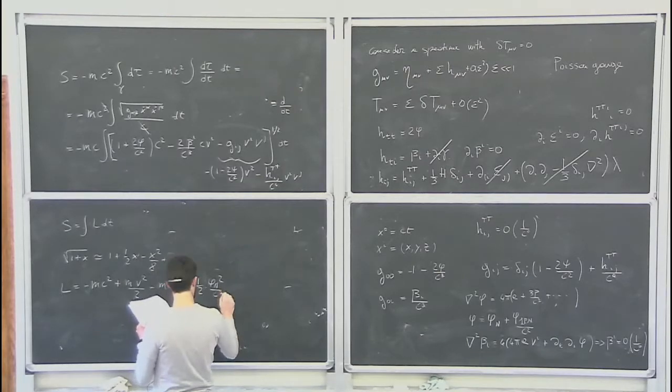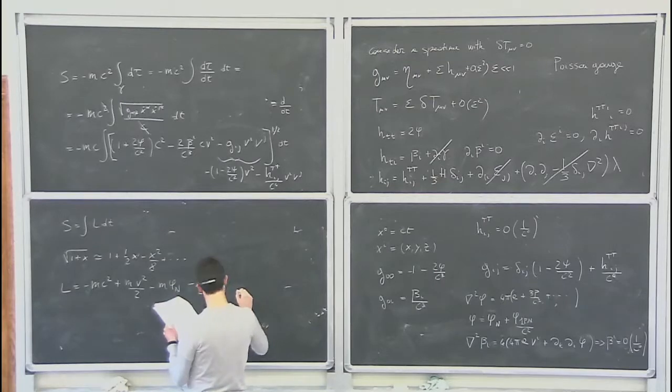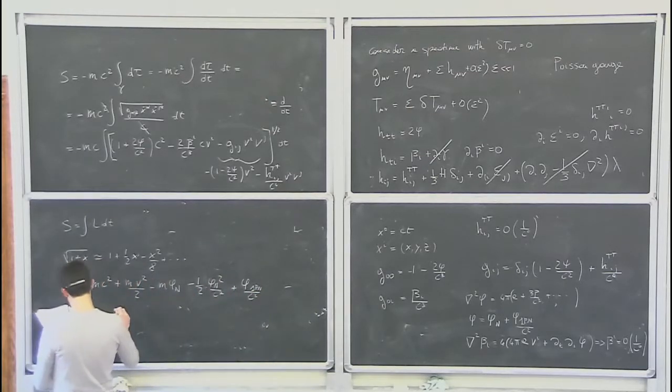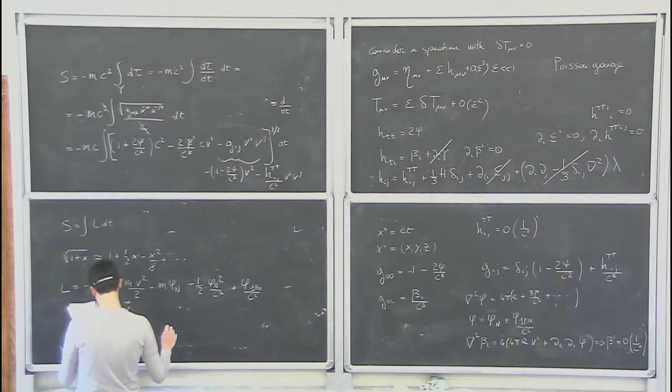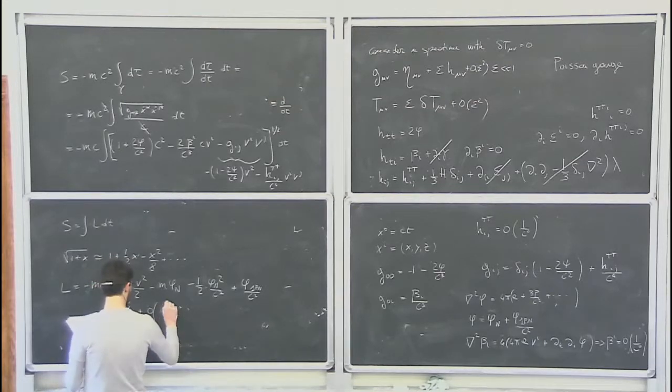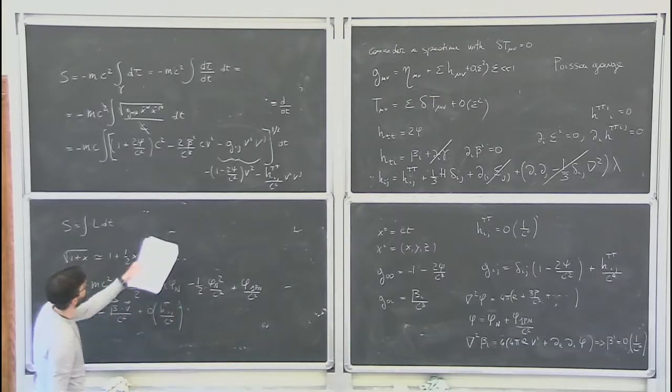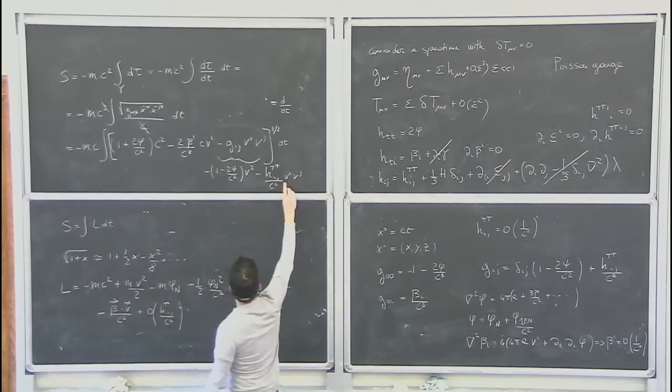Yeah, c squared, if I've done the calculation correctly, plus phi 1 pn over c squared, minus, what did I call it, beta, let me use a vector notation, beta dot v over c squared, and there will be plus terms of order h_tt, h_ij over c to the 4. There will be terms that appear at order 1 over c to the 4 due to h_ij.